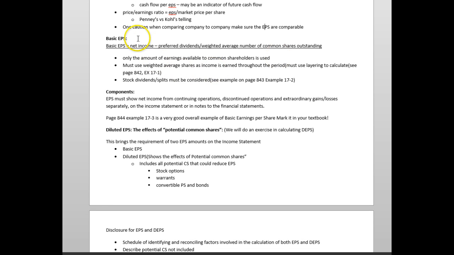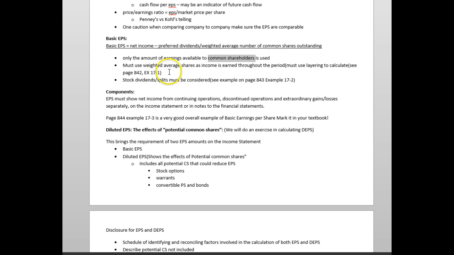So what is the basic EPS? Well, your basic EPS is the net income minus preferred dividends divided by the weighted average of common shares that are outstanding during the year. So only the amount of earnings that is available to the common shareholder is used. So we have to be very careful what we include in those earnings.